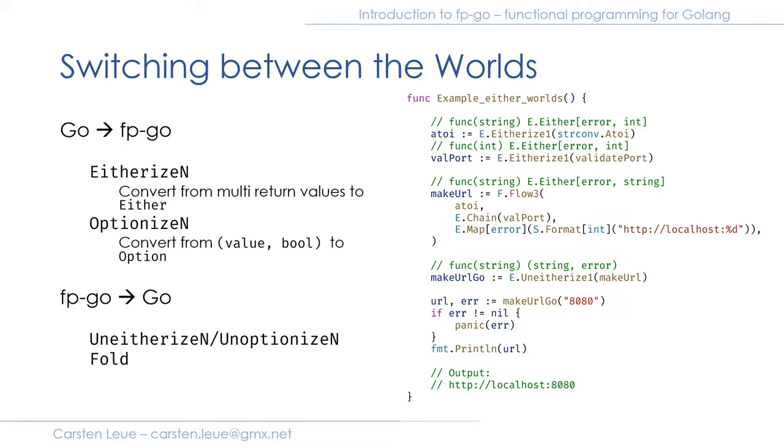And for the places where we deviate, in particular for error handling, there exist conversion functions that convert idiomatic Go functions that return a multi-return value of value and error into a function that returns an either, or equivalently functions that return value and a boolean, which is Go's concept to deal with optional values, into an option object in Go, and vice versa. So it's relatively easy to use existing functions and also to expose functions written using the FPGo library as functions to the idiomatic Go world.